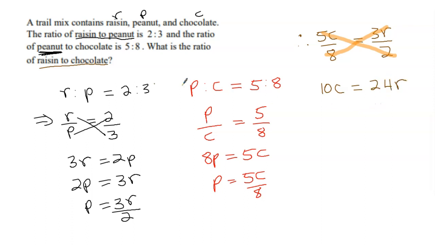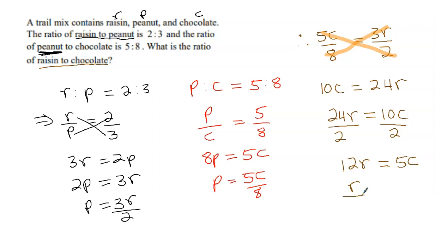You can swap it if you want, because here the raisin was the first one, so 24R is equal to 10C. And then you can simplify it a little bit. 2 can go here and 2 can go here, and then we got 12R is equal to 5C. So here you can in turn say that R over C is just 5 divided by 12. So the ratio of raisin to chocolate is just 5 is to 12.